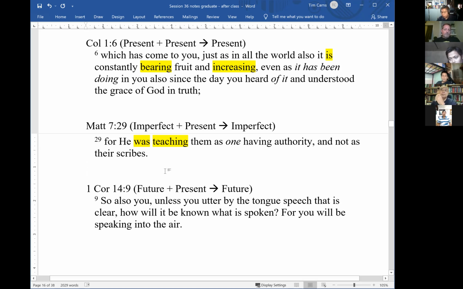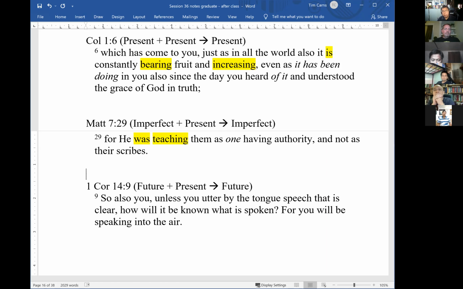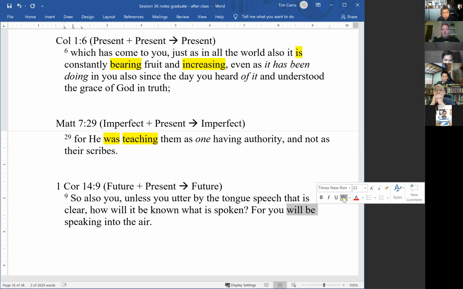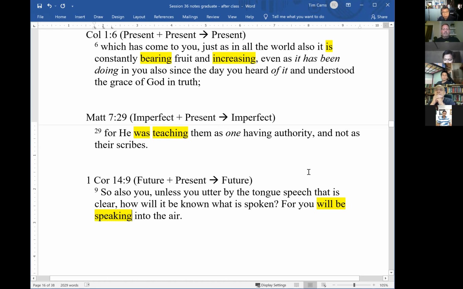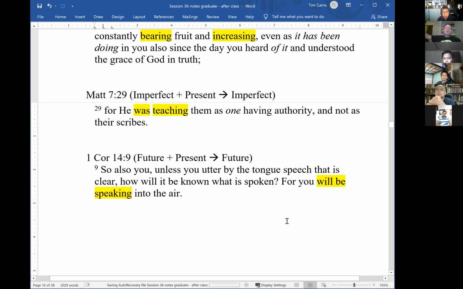1 Corinthians 14:9. In this case, "will be" is my future verb of being, and "speaking" is a participle in the present tense in Greek, but it's translated as a future tense. You will be speaking into the air.